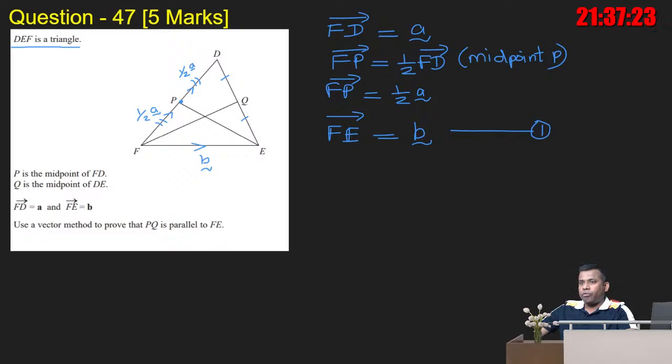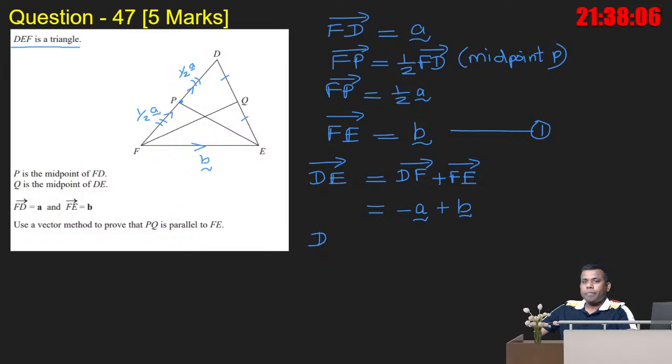Now we are going to find out what is DE. We need to write a vector equation for D to E. Instead of going D to E, you can go D to F, and then you can travel F to E. We call this a vector addition equation. So D to F, F to E, that's correct. D to F is, you are traveling opposite to the A, so minus A, plus F to E is B. So minus A plus B is the D to E.